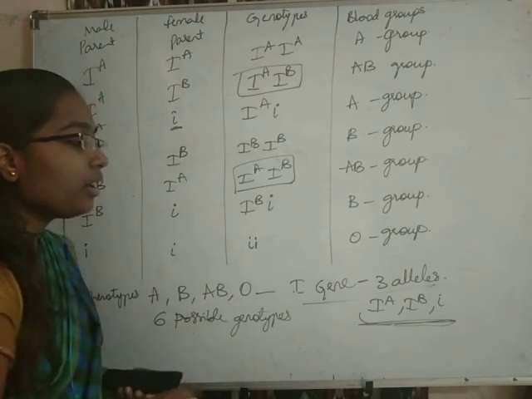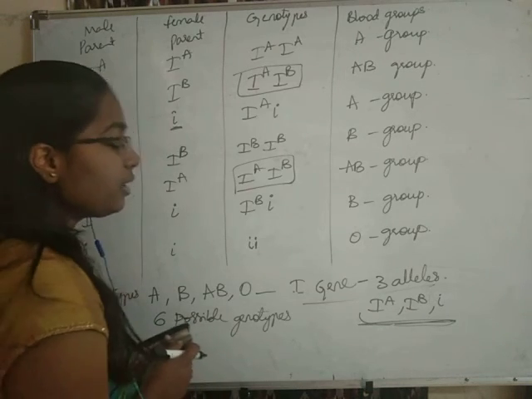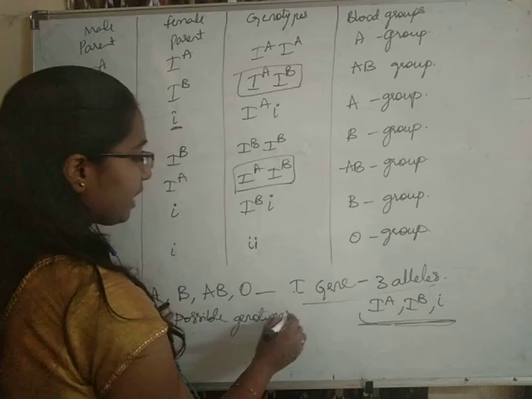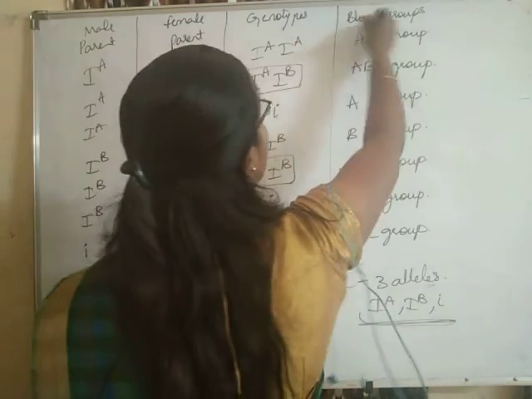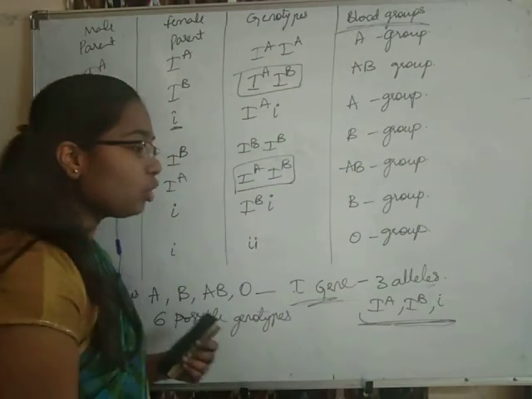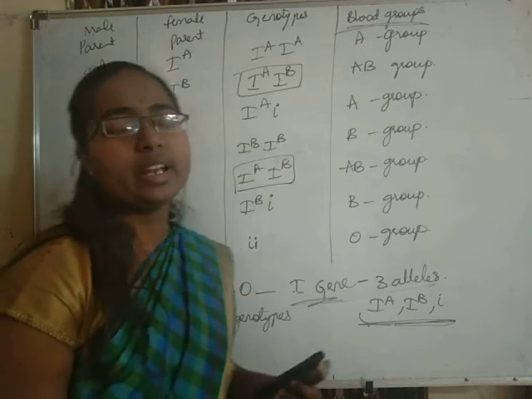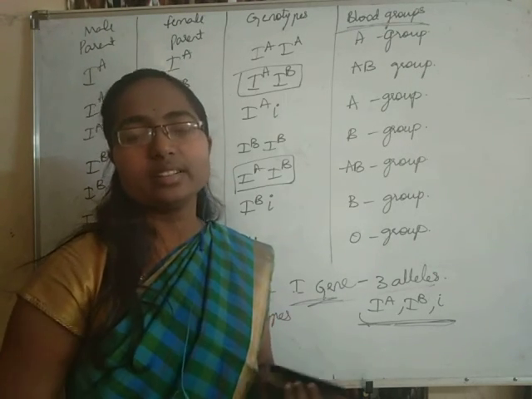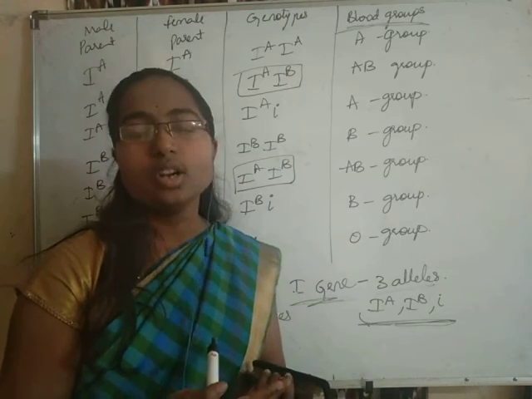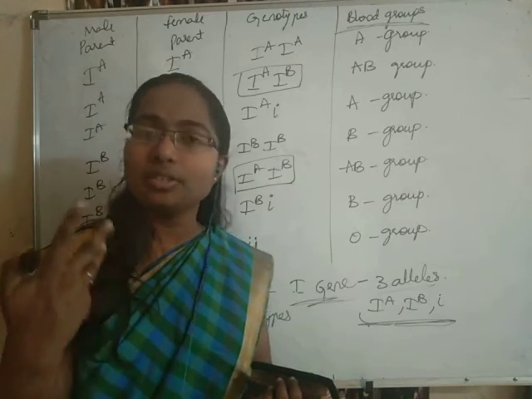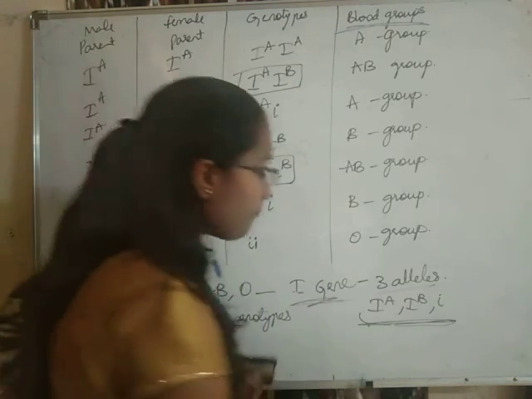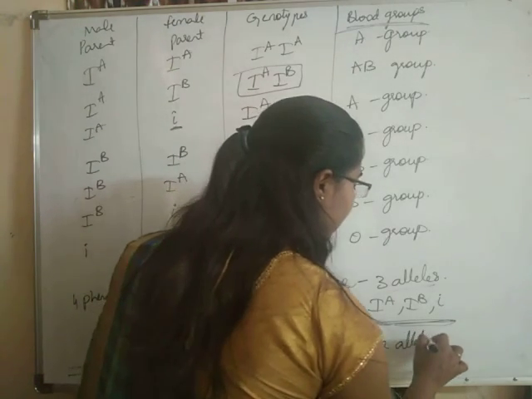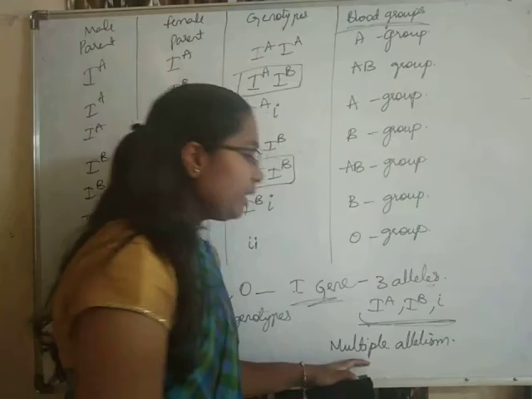Okay. So, one more thing that can be noted here is, one character, that is blood group, is controlled by 3 different alleles of the I gene. Generally any character is controlled by 2 alleles only, but this one character is controlled by 3 different alleles. So, the controlling of one character by 3 different alleles is called multiple allelism. Okay. Multiple allelism.